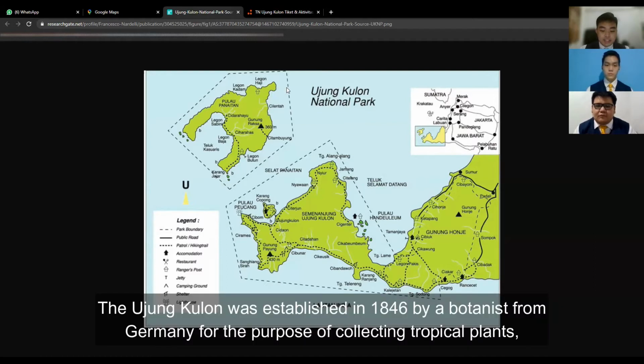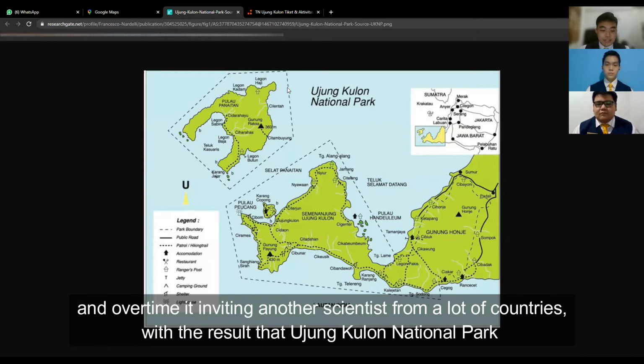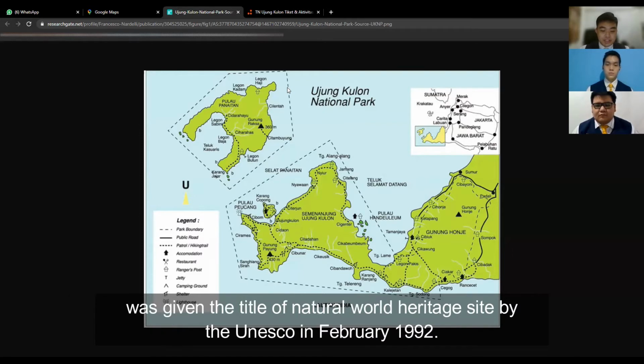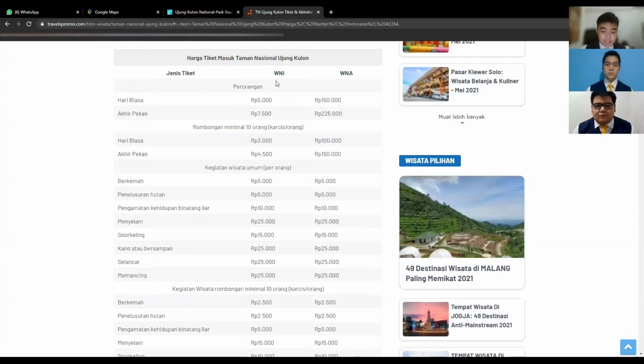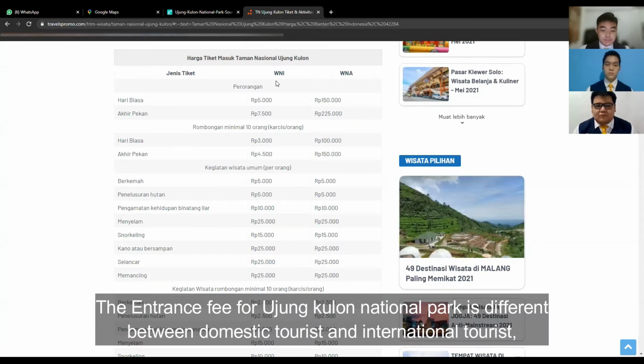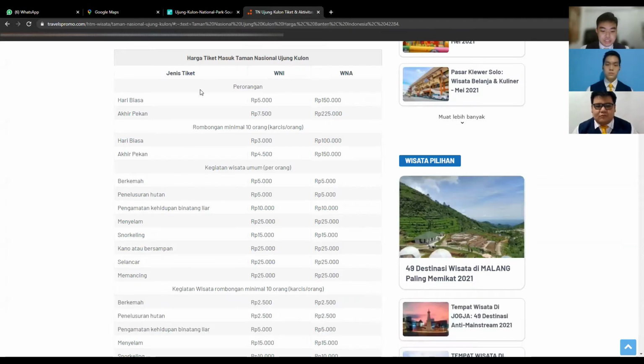The Ujung Kulon was established in 1846 by a botanist from Germany for the purpose of collecting tropical plants. And over time, it invited other scientists from a lot of countries, with the result that Ujung Kulon National Park was given the title of Natural World Heritage Site by UNESCO in February 1992.